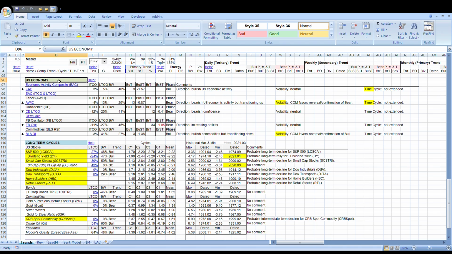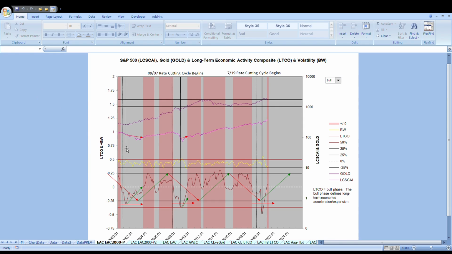skepticism of narratives is a good idea. Narratives are all over the headlines, and the reality is the facts often don't meet the discussions that we have or that are presented to us. So we're going to open up the EAC tab. You can click the links inside the matrix to get charts like this.